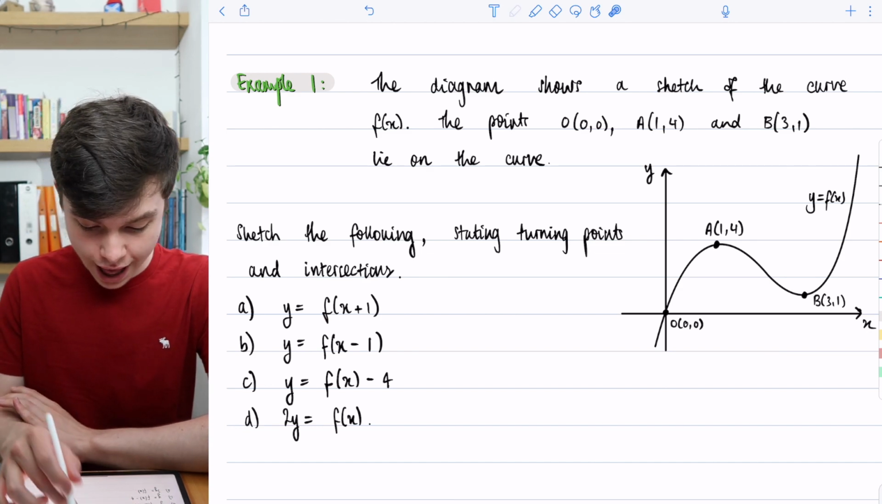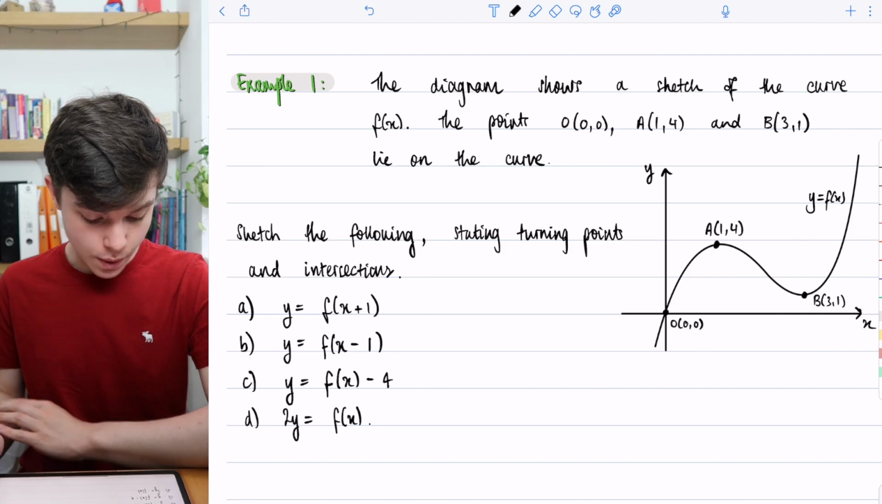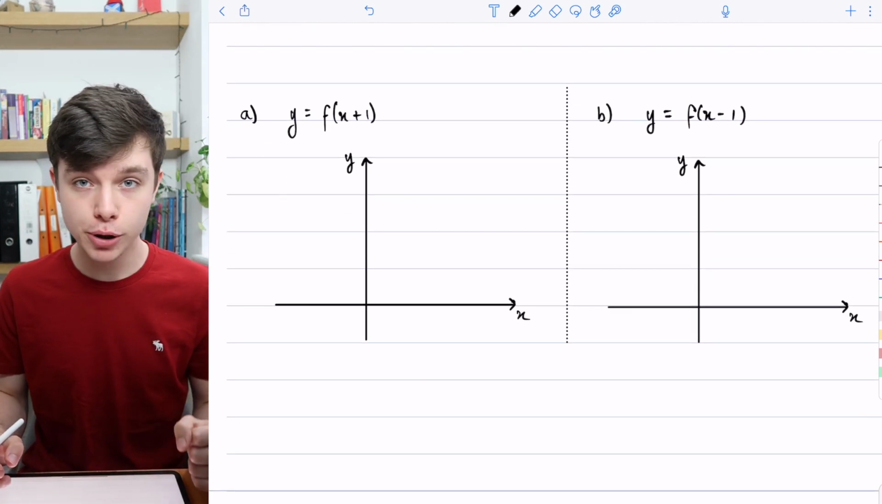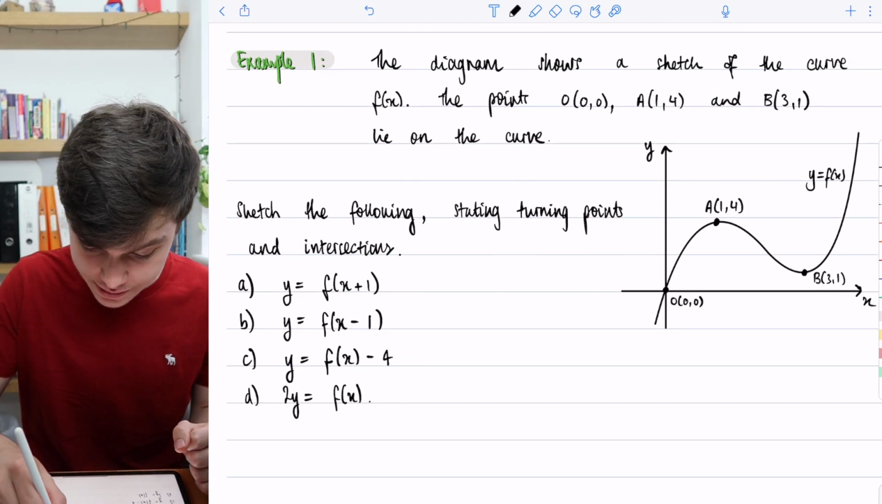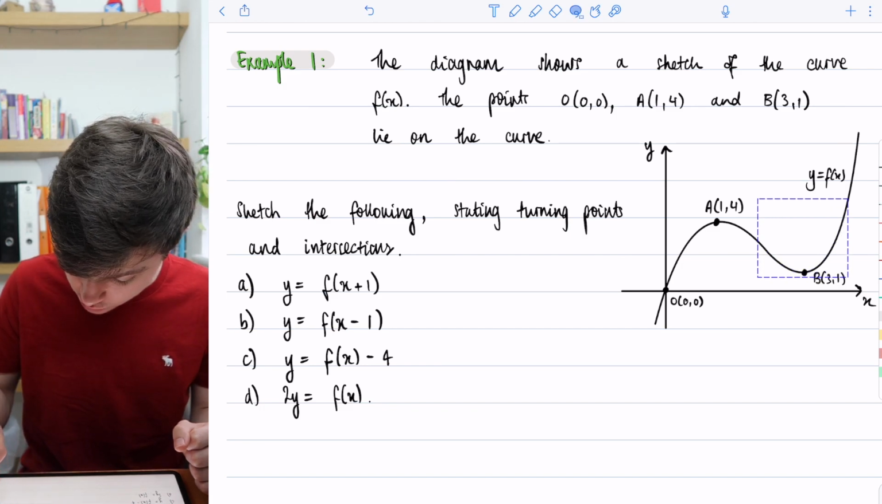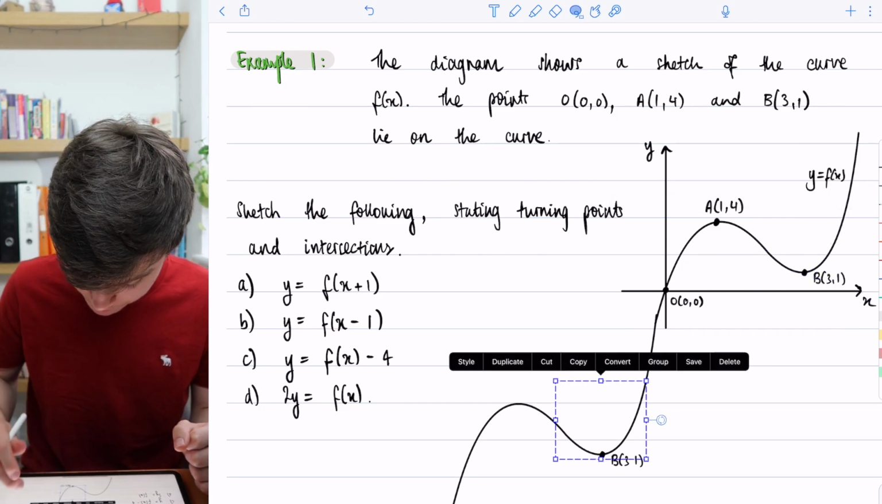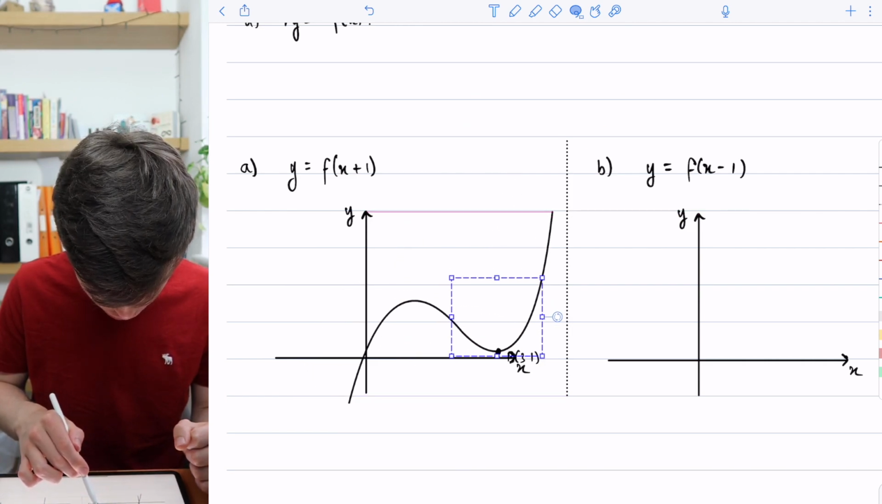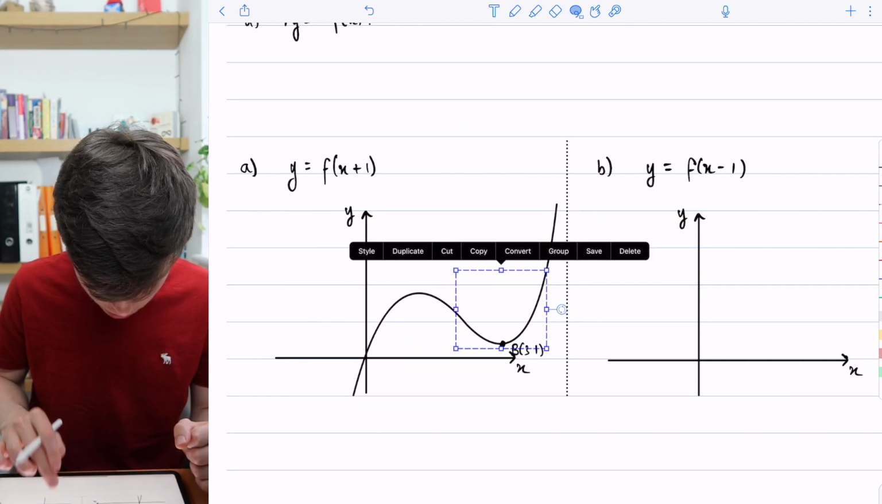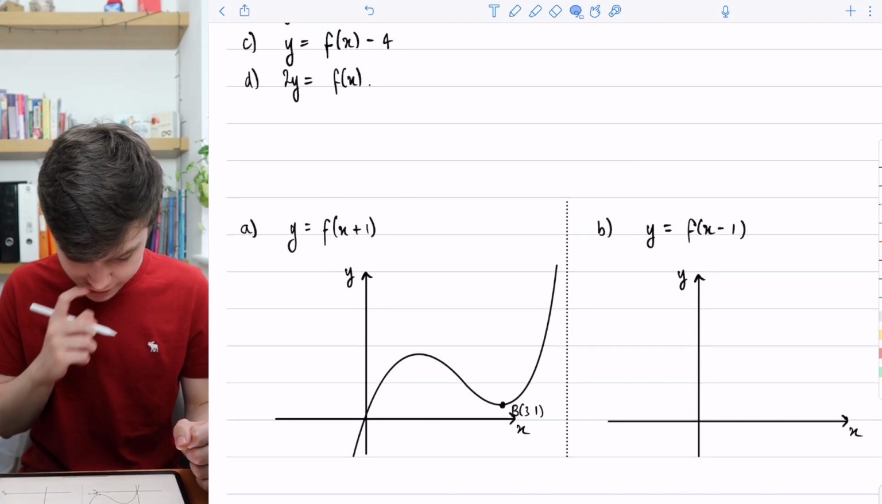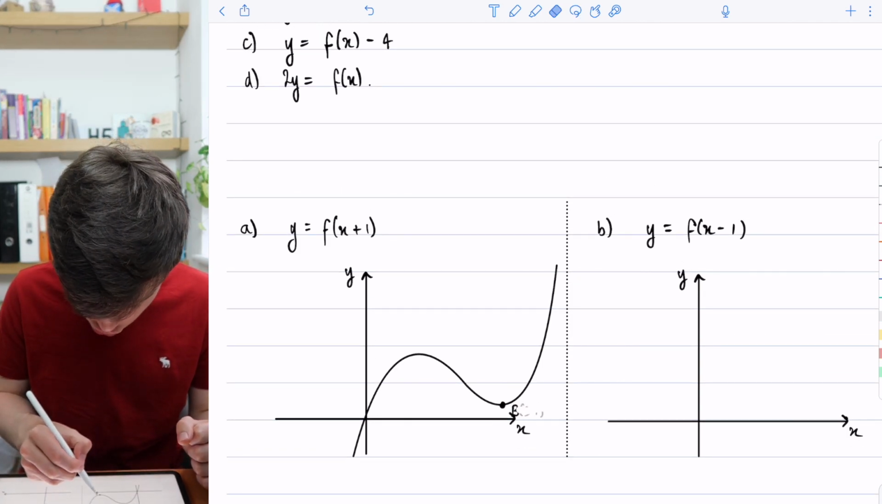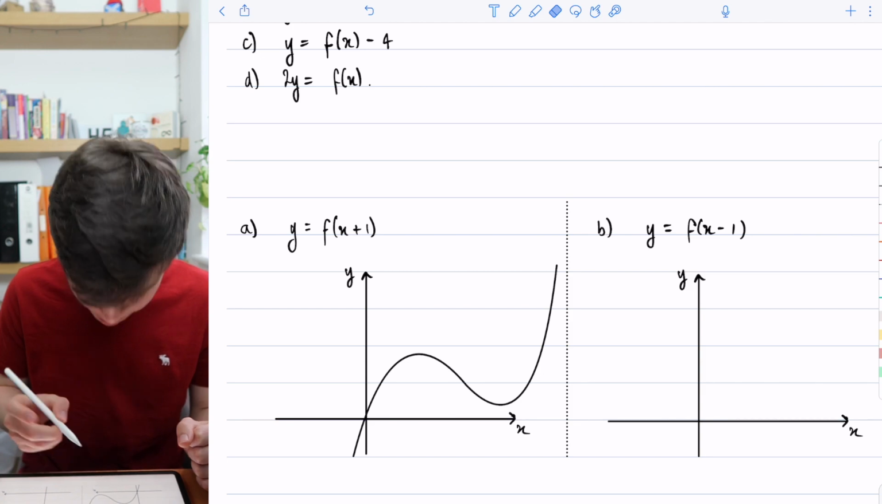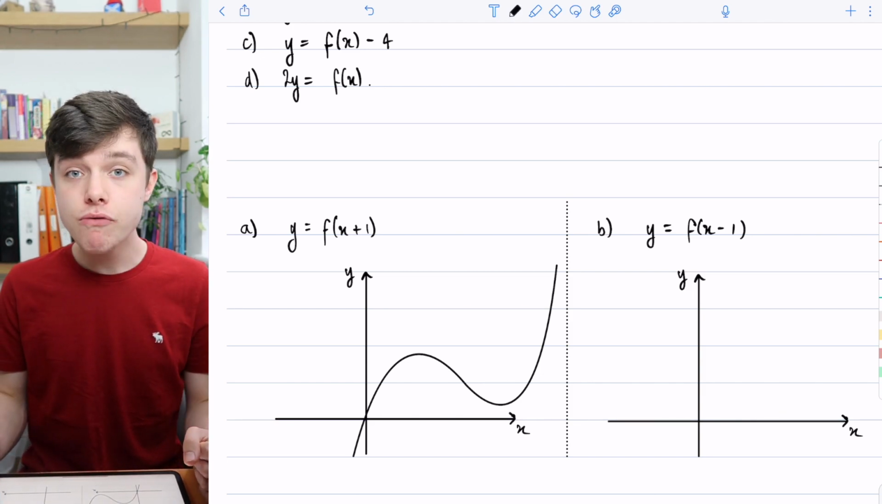Okay, let's have a look at part A. So all we want to do is sketch f of x plus 1. Now what I'm going to do is, I'm just going to steal this graph a little bit. We'll steal it and we will put it down here. Now it passed through the origin, didn't it? So it's going to look something like that, okay? And I'm just going to get rid of that point there. Now, that was the original graph.